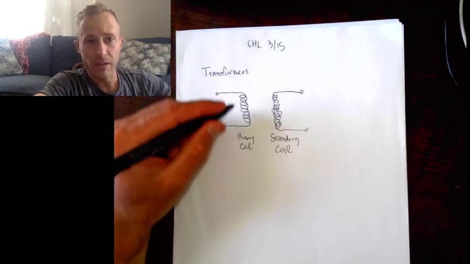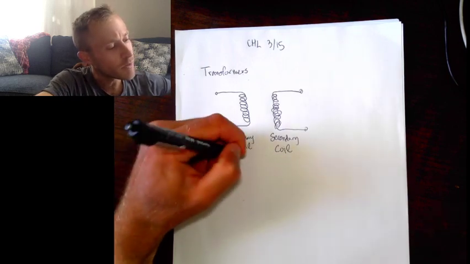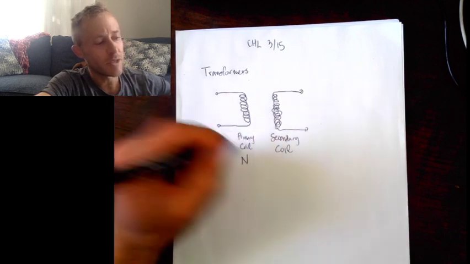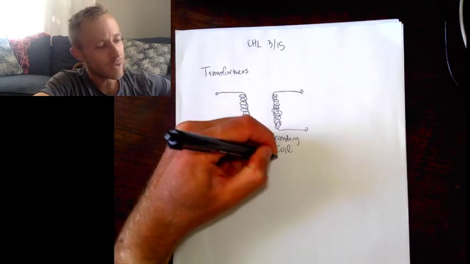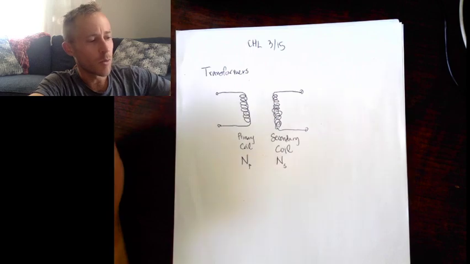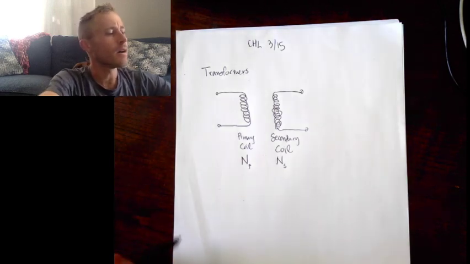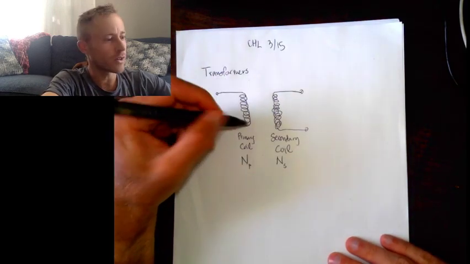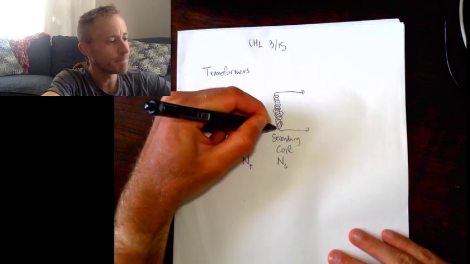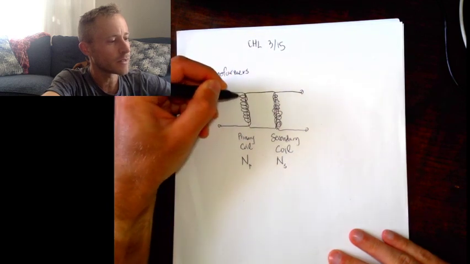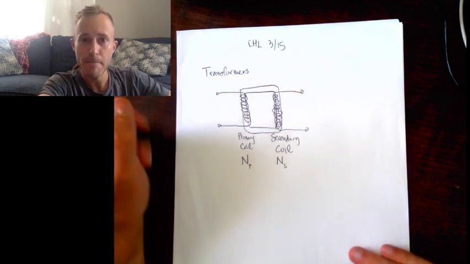The primary and the secondary coil are going to have different numbers of turns. Okay, so the primary has, I'll say, n sub p turns, and the secondary has n sub s turns. The way I've drawn it, it looks like n sub s is greater than n sub p. Okay, and these two coils are connected via a piece of iron. So there's a piece of iron that goes from one coil to the other. Okay?